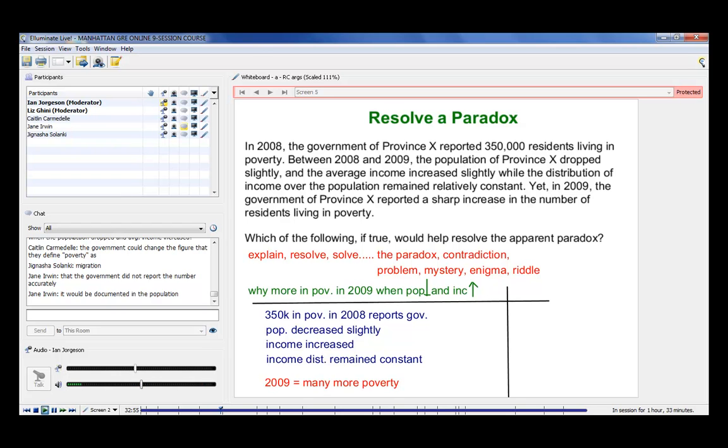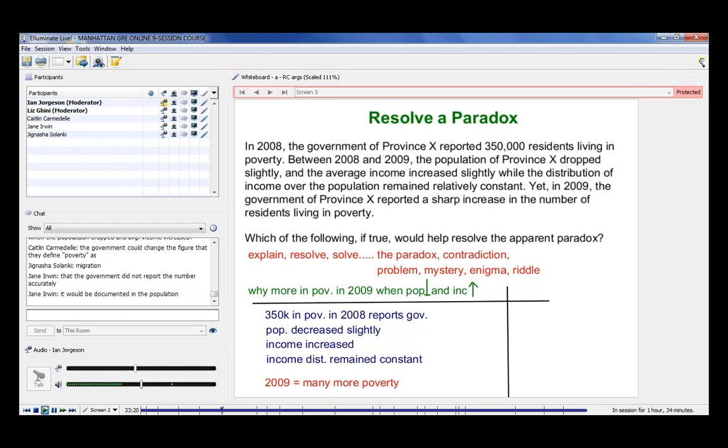So I think we've got two good ideas here, right? Caitlin's saying that maybe we've changed the definition of poverty, and Jane's saying that maybe the government lied. Or maybe lied is too strong a word, but the government got the figure wrong. That happens all the time, right? The government says one thing, and then a year later you discover that their numbers were incorrect because they do a better census or something like that.